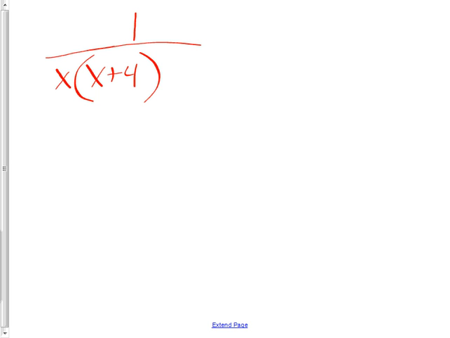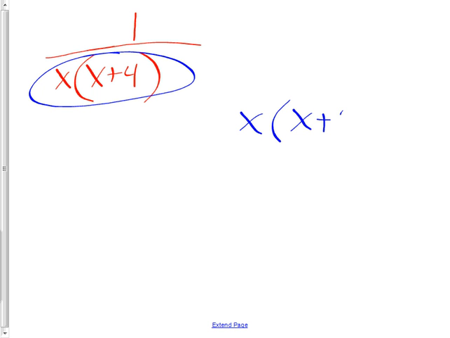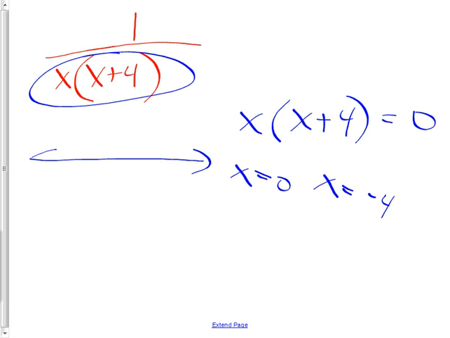Think of it this way. If I took this and set it equal to 0, isn't that just like the problems we just did last month or week? We'd have 2 answers, right? X equals 0 and x equals negative 4. Those are the 2 key spots. So I personally would recommend you make a number line. And you say, okay, here's my 2 key spots, 0 and negative 4. And those are the 2 things that don't work.